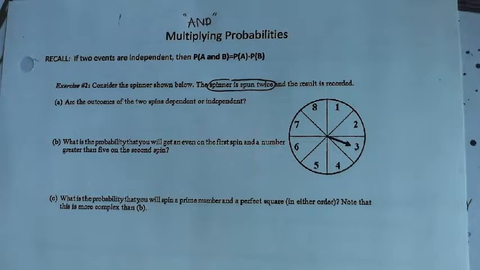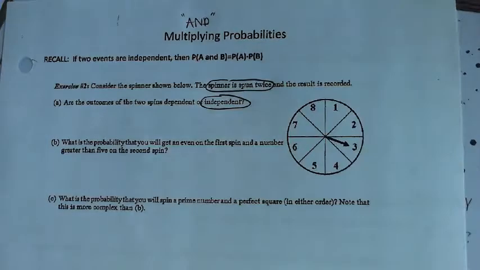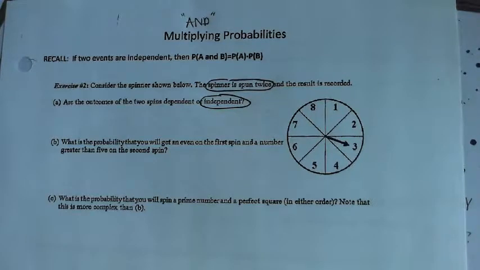Now, this is just logically. There's no calculation to be done here. Does what you spin on the first spin have any bearing or effect on what's about to happen on the second spin? No. Everything is reset to its original condition. You just spin the spinner a second time, so they are totally independent for that logical reason. So knowing that they're now independent events, now we can use multiplication to calculate when we see the word and.